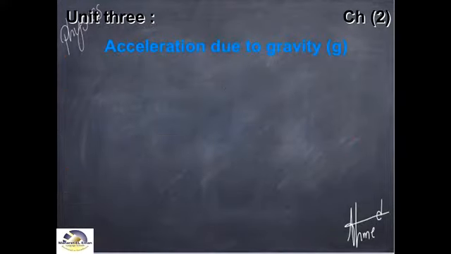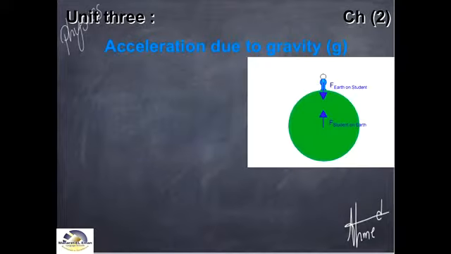What is the main difference between the small g and the capital G? The acceleration due to gravity, which is the small g, can be calculated as follows. If I have a student standing on a planet, Earth or Mars or whatever, the distance between them, between the center of the planet and the student, is the radius of the planet.